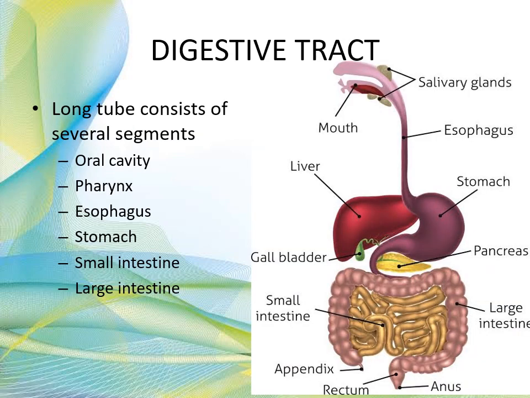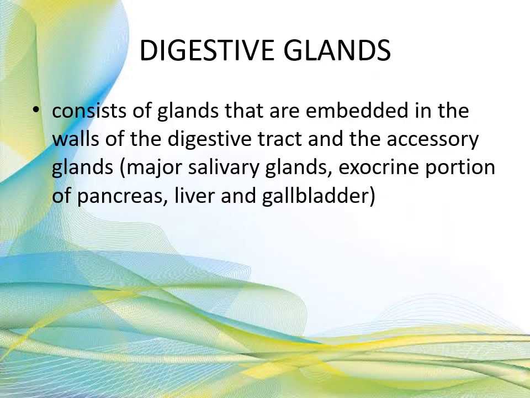What are included in the digestive tract? So we have the oral cavity, pharynx, esophagus, stomach, small intestine, and large intestine. So what are the digestive glands? So these are glands that are embedded in the walls of the digestive tract.